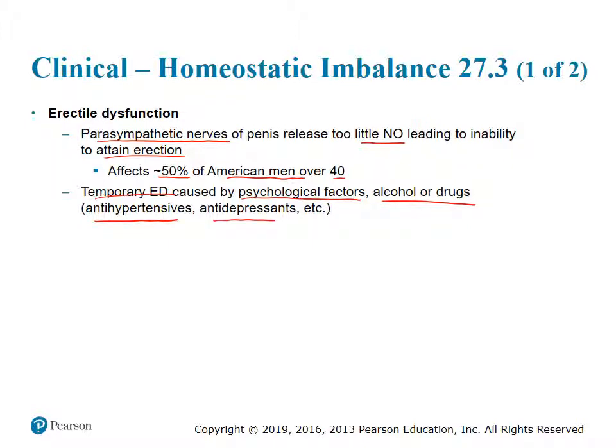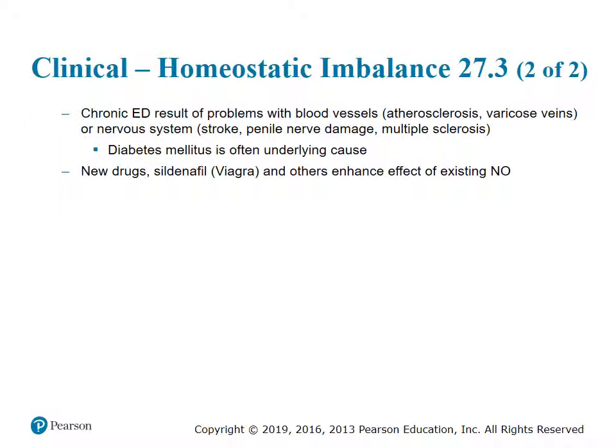Antihypertensives and antidepressants can actually depress the parasympathetic nervous system, which then doesn't release any nitric oxide, which can cause erectile dysfunction, right? And many men experience this because many men are on antihypertensives. This is high blood pressure medication. So again, that's a side effect of it, right?